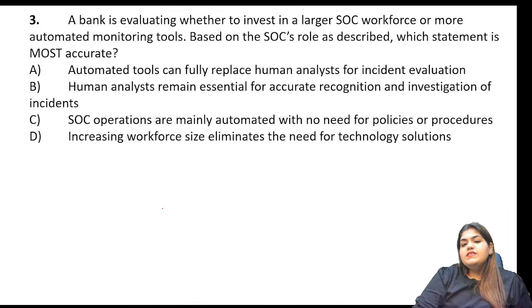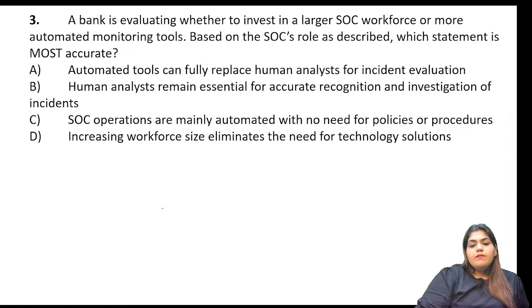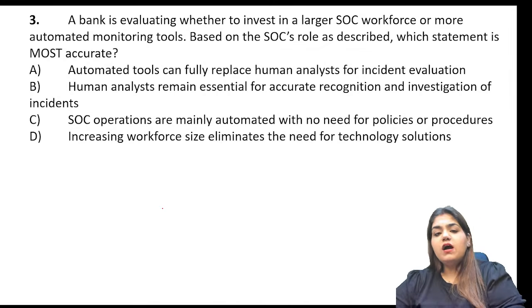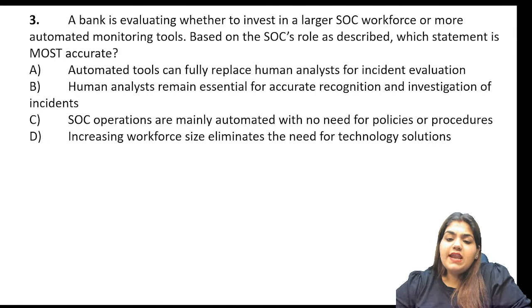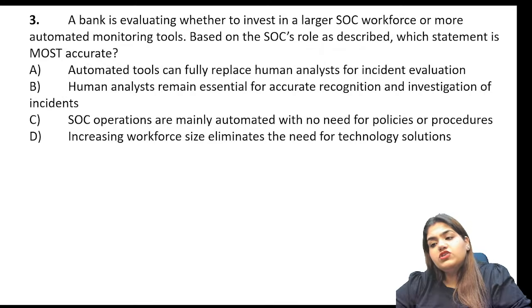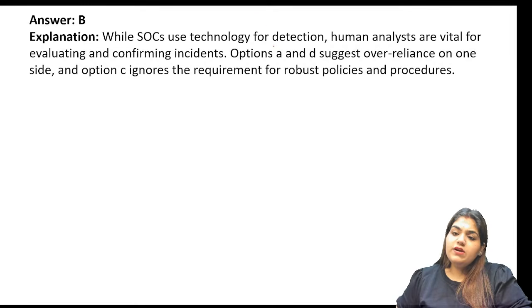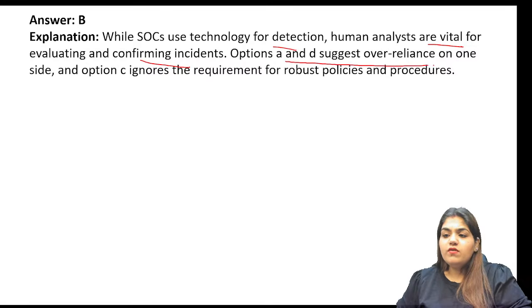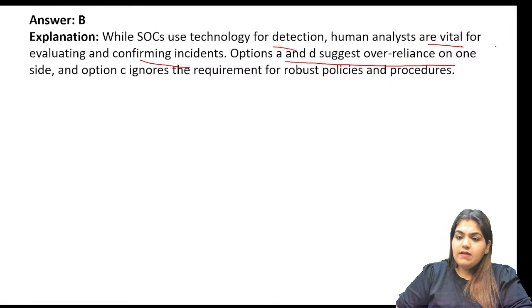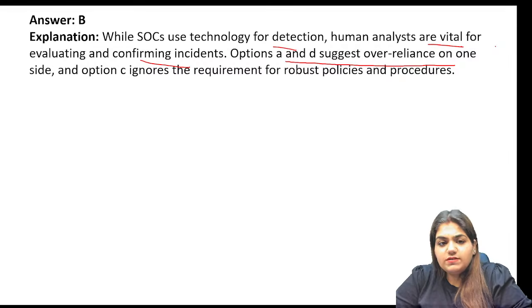Next, a bank is evaluating whether to invest in a large SOC framework, or more workforce, or more automated monitoring tools. Based on the SOC role as described, which of the statements is most accurate? That human analysts remain essential for the accurate recognition and investigation of incidents. B is the correct answer. SOCs use technology for detection. Human analysts are vital for evaluation and confirming incidents. Options A and D suggest over-reliance, and option C ignores the implementation of robust policy and procedures.